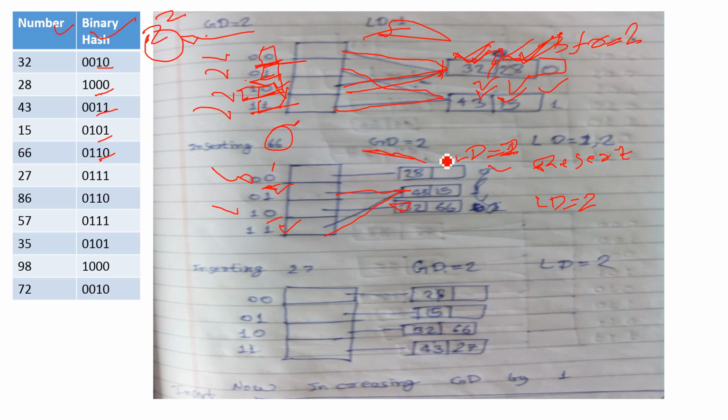So 28 goes to 00, and when we come to 43, its MSB is 1, so it's 10. 66 also goes to 10. Okay, now inserting 27, which is 11. 11 points to this bucket, and this is already full. There are two elements already.